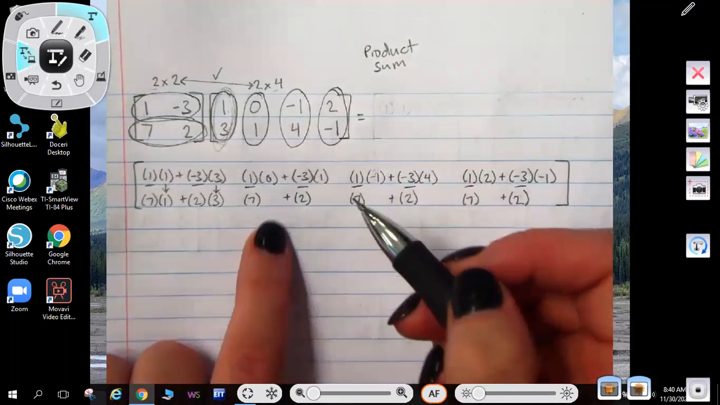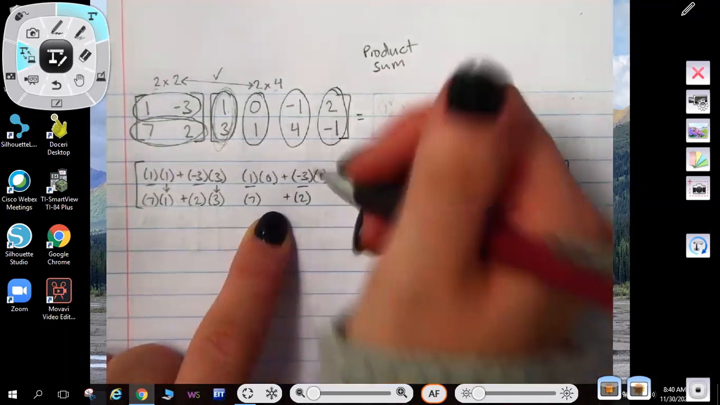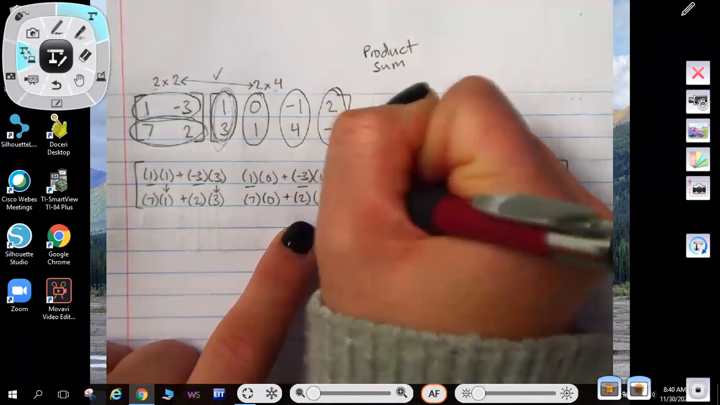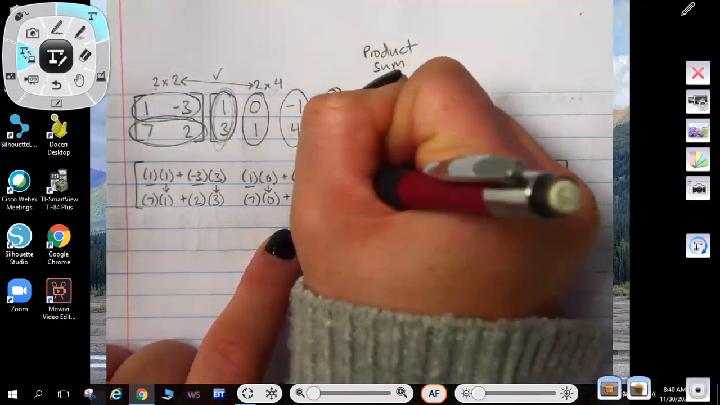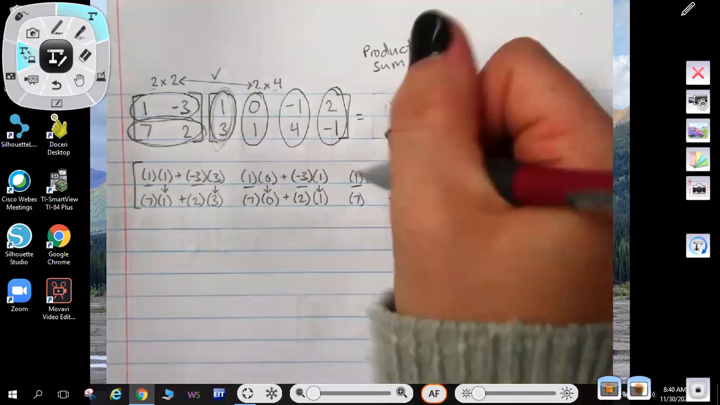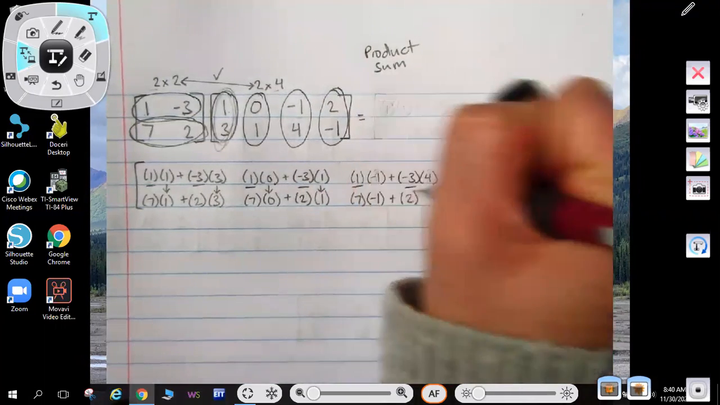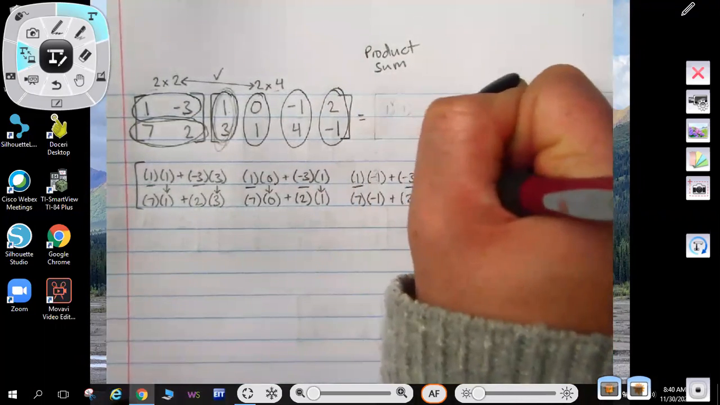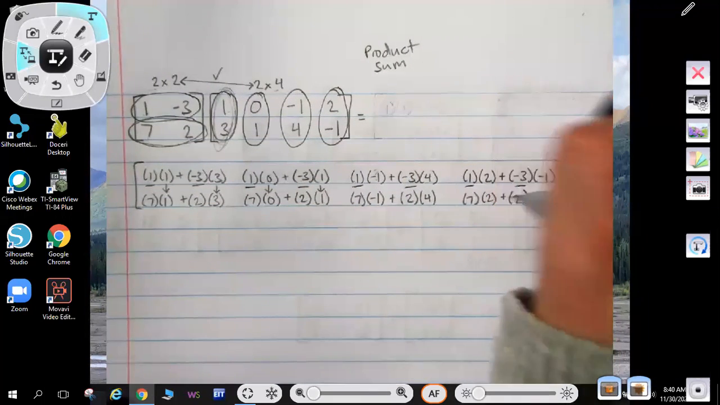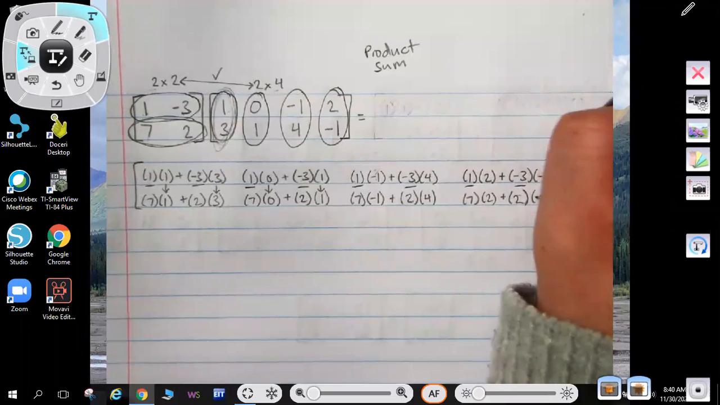So if we move on to row 2, column 2, it's going to be 7 times 0 and 2 times 1, because we're just bringing down those numbers. Okay, then we've got 7 times -1 plus 2 times 4. 7 times 2 plus 2 times -1.